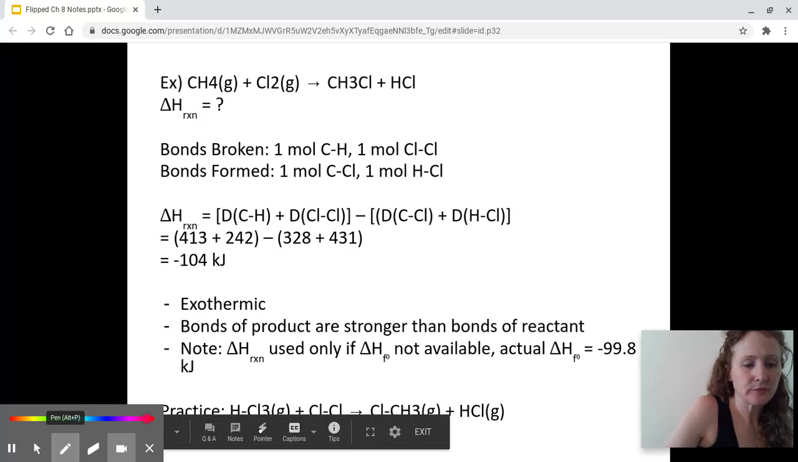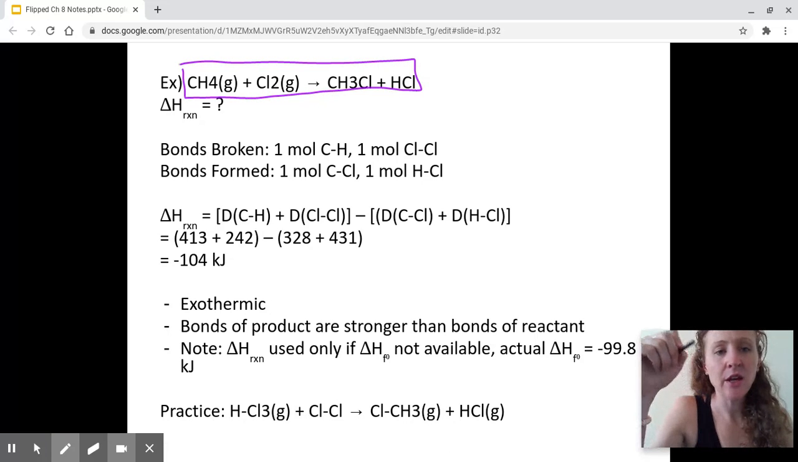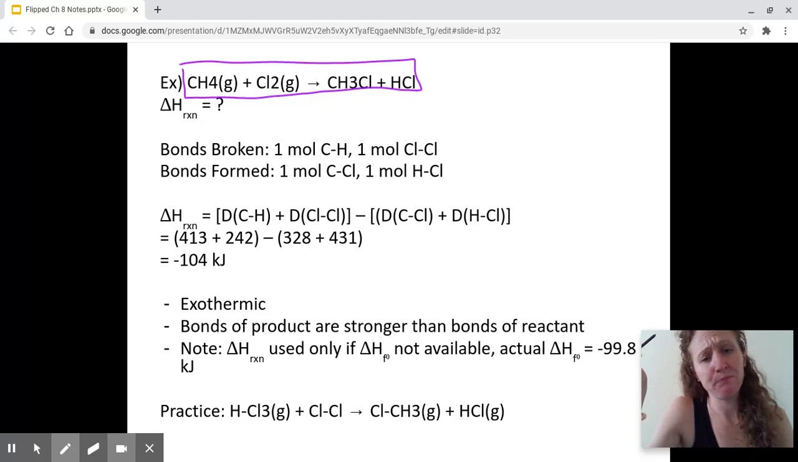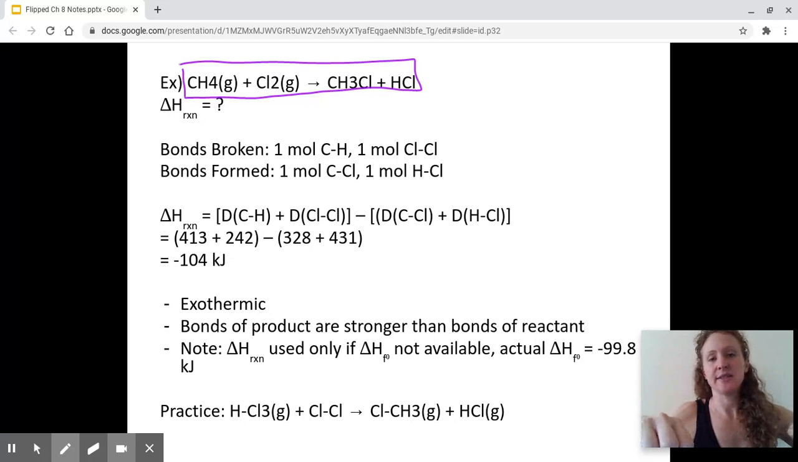All right. We have this reaction. We have methane plus elemental chlorine goes to methyl chloride, or something to that effect, plus hydrochloric acid. So we need to think how many bonds are going to break and how many bonds are going to form. Now you can just bust apart the whole thing and then reform the whole thing.